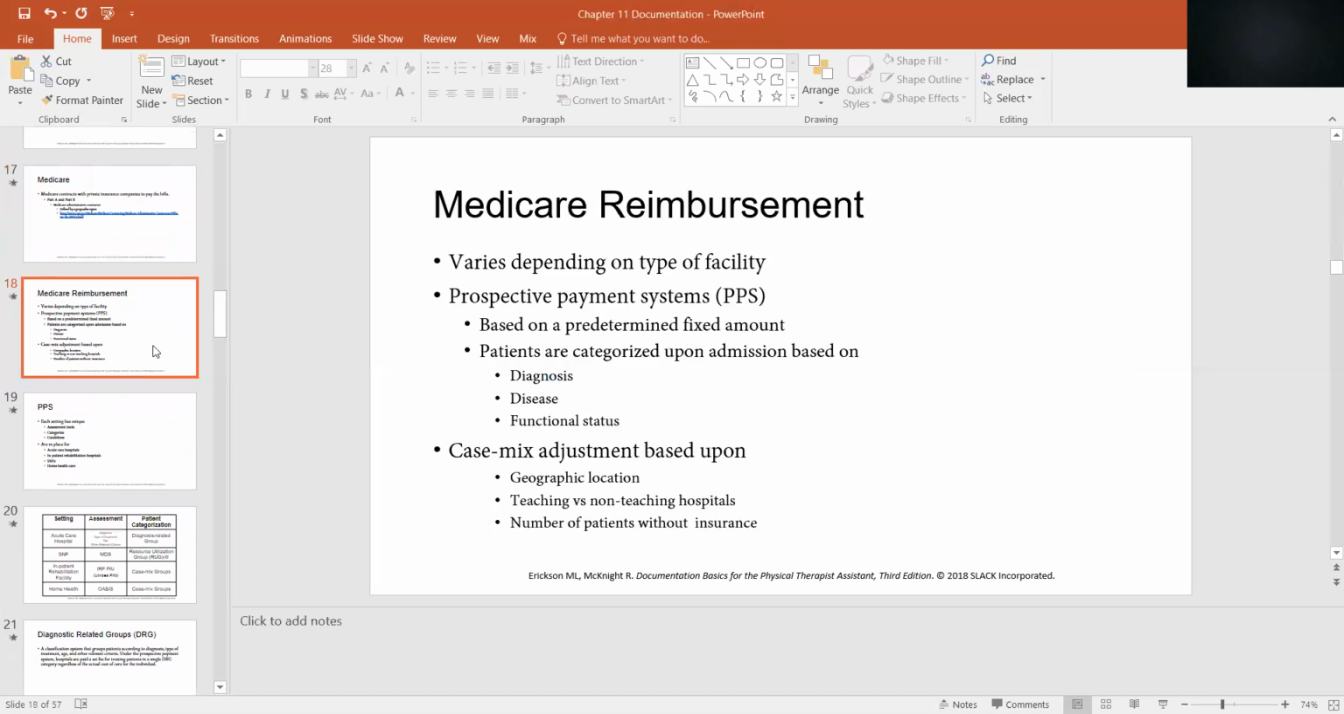So Medicare reimbursement varies based on the type of facility you're in. It can be with a prospective payment system, or a PPS. When you have a PPS, it's based on a predetermined fixed amount, and the patients are categorized upon admission based on their diagnosis, their disease, and their functional status. And then you can also have a case mix adjustment, and that is based on the geographic location, if it's a teaching or a non-teaching hospital, and the number of patients you serve with or without insurance. So we'll talk about that in an upcoming slide a little bit more when there's a table.